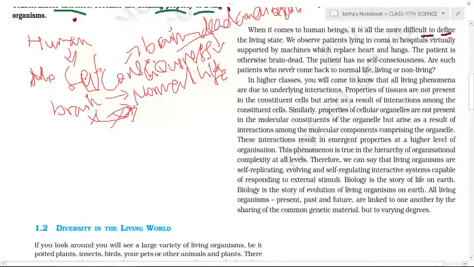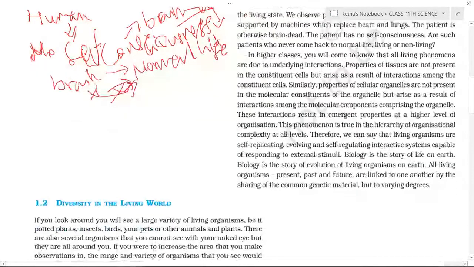In higher classes, you will come to know that all living phenomena are due to underlying interactions. In higher classes, we will learn about these living interactions.